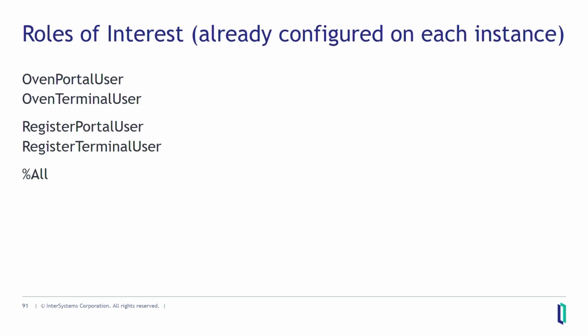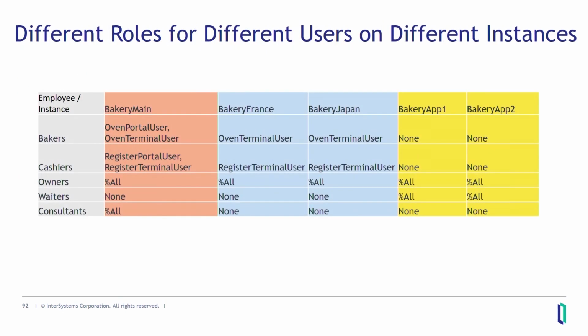Now, these are the roles that are going to control the different applications. Let me explain what those applications are. Each instance has an oven namespace and a register namespace, and you can access them either by the terminal or by a web application. The oven portal user role has permissions to access the oven namespace via the web application. The oven terminal user role allows you to do it via the terminal. Similar roles for the register namespace and, of course, the lovely %all role, which gives you access to everything on the system.